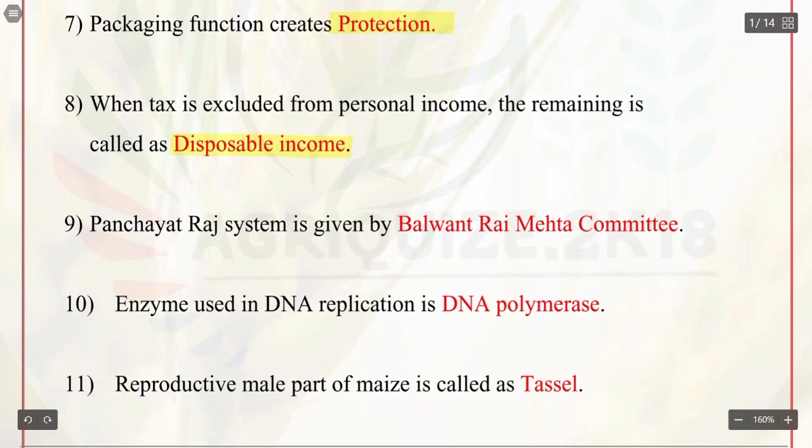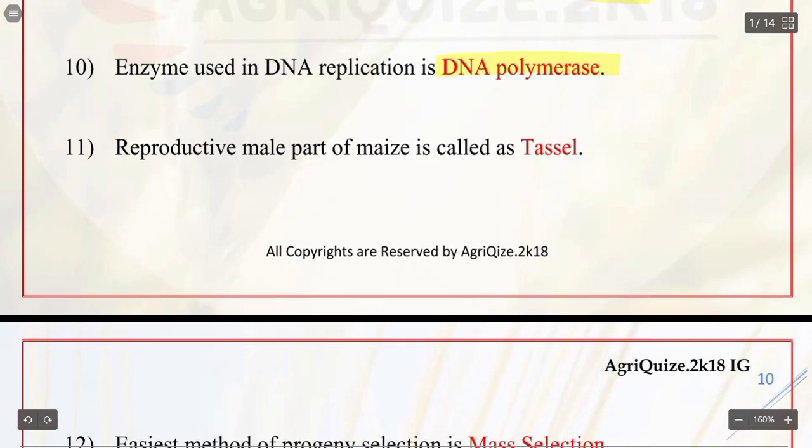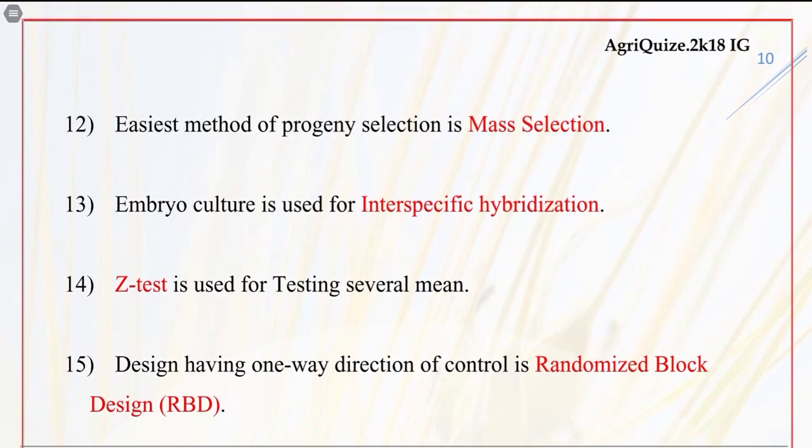Next, Panchayat Raj system is given by Balwant Rai Mehta Committee. Next, enzyme used in DNA replication is DNA polymerase. Next, reproductive male part of maize is called as tassel. Question number 12. Easiest method of progeny selection is mass selection.